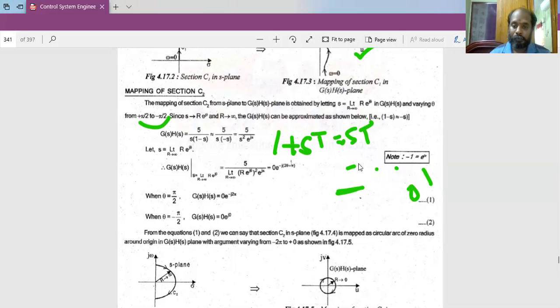Then you replace s with limit R tends to infinity, R e power j theta. So what happens? R e power j theta multiplied, the power comes inside, it will be e power j 2 theta. If you substitute R tends to infinity, anything over infinity becomes 0.